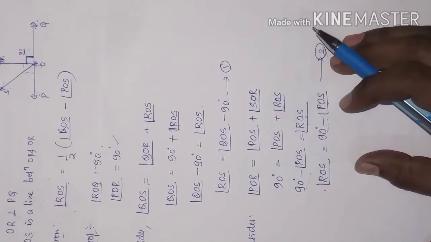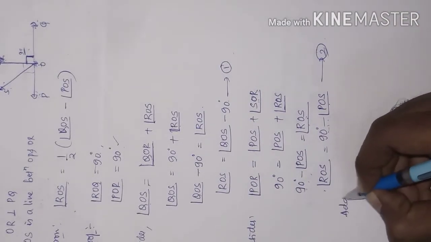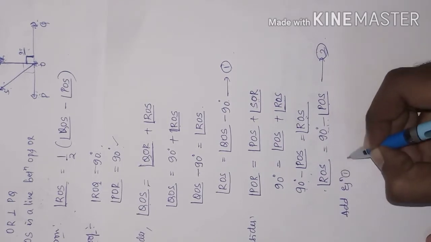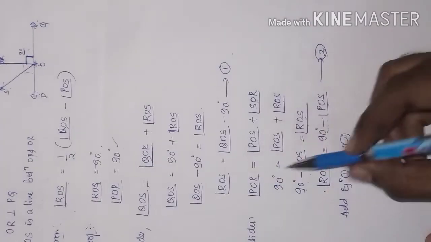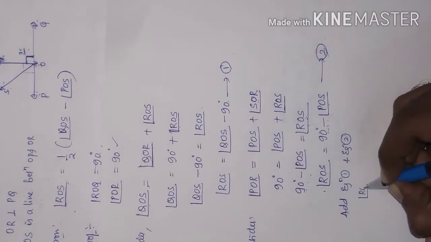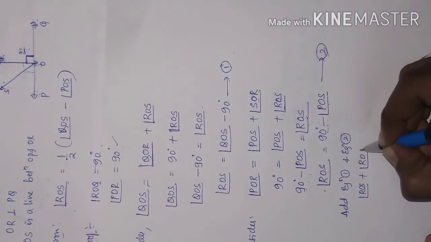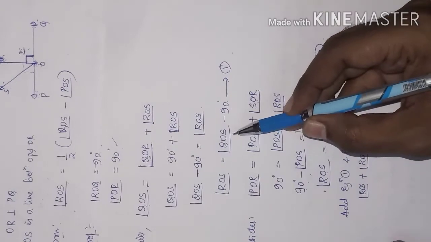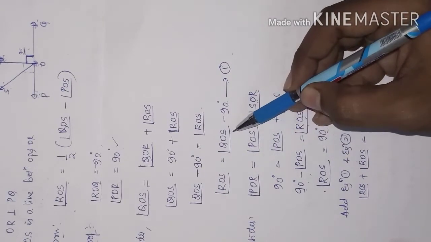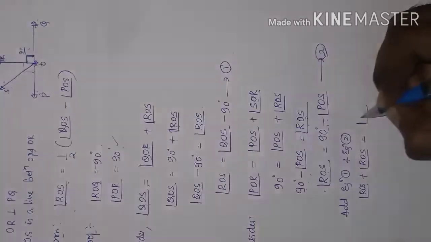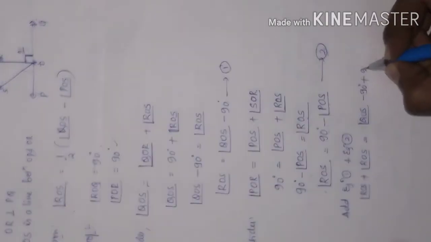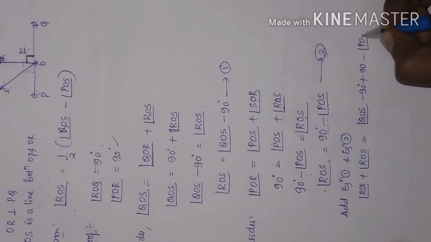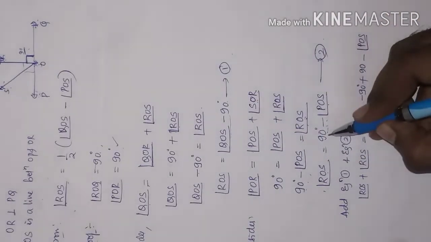This is about equation 1 and this is about equation 2. Now what we will do, we will add equation 1 and equation 2. When we add equation 1 and 2, angle ROS and angle ROS are on the LHS. Angle ROS plus angle ROS in the LHS, and in the right hand side what is there? Angle QOS minus 90 degree plus 90 minus POS.